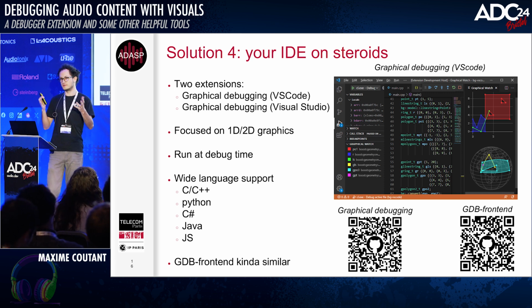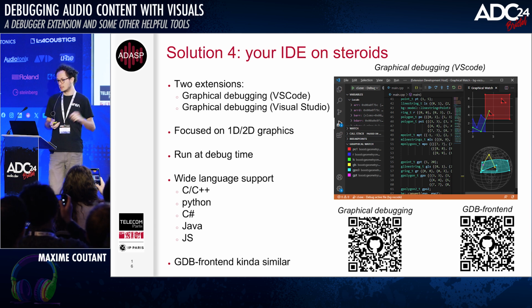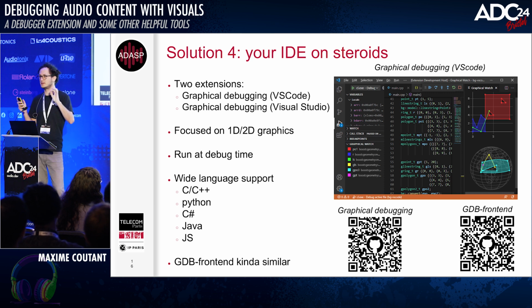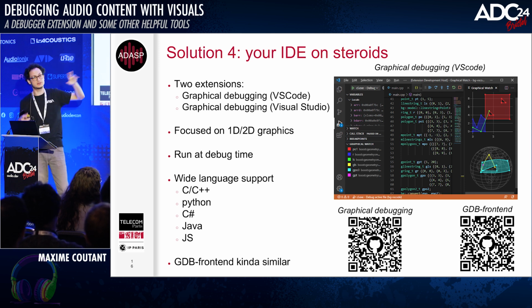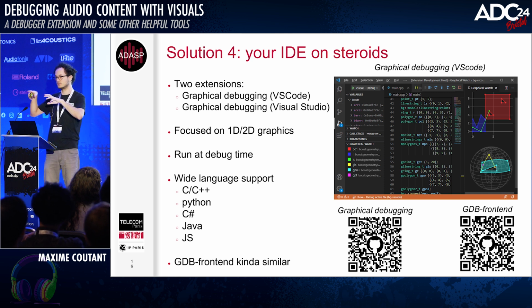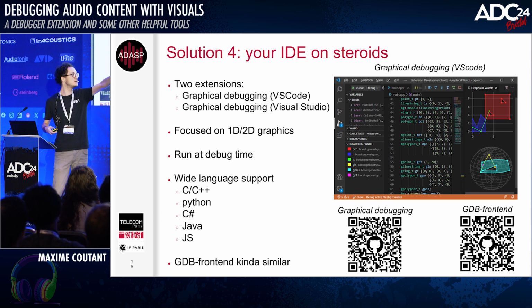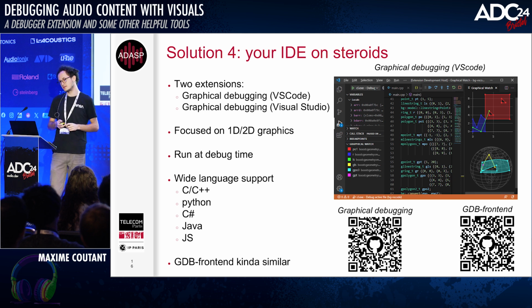Okay, so solution 4. Solution 4 is trying to use an IDE-like tool to get better integration. So I'm talking about mostly two extensions, one for VS Code, one for Visual Studio. They slightly differ, but are maintained by the same people, I think. It's called Graphical Debugging, and they're focused on 1D and 2D graphic rendering. So it looks like on the right. You stop at debug time anywhere you want, at runtime, and you say, okay, let me visualize this variable, and it will draw a graph in a dedicated window in VS Code. It has quite large language support, so C, C++, Python, C#, you name it. And honestly, it's really good.